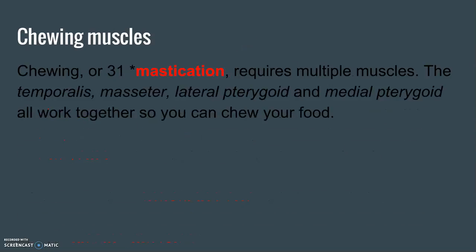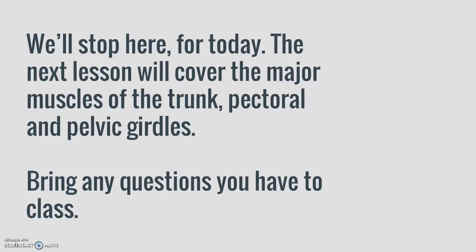Chewing, or the name is officially called mastication, requires multiple muscles. So to chew your food, you need your temporalis, your masseter, your lateral pterygoid, and your medial pterygoid. All these muscles work together so that you're able to chew your food. And that's all we're going to do today. So you've got less than 10 minutes of notes today.